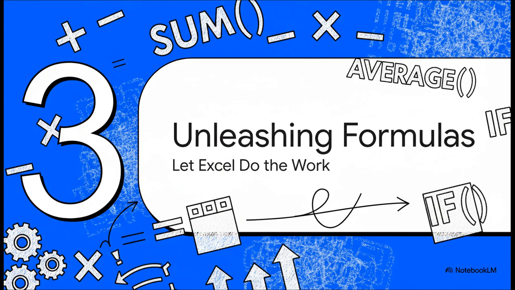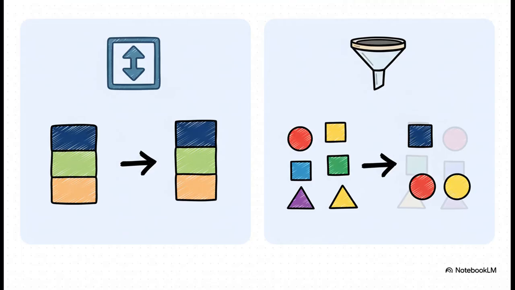Okay, now we get to the really good part. This is where Excel transforms from just a simple table into a powerful assistant. We've put our data in, we've made it look good. Now we're going to let Excel do the actual work for us. But before we start calculating, let's get our data in order. There are two amazing tools for this, sorting and filtering.